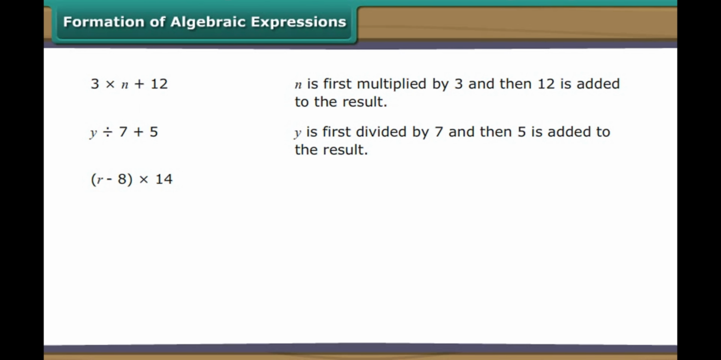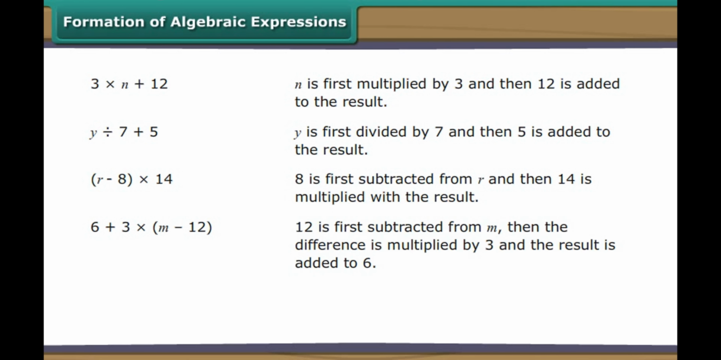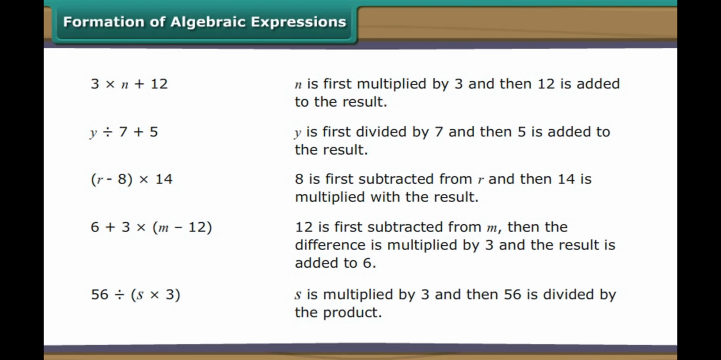(r minus 8) into 14: 8 is first subtracted from r and then 14 is multiplied with the result. 6 plus 3 into (m minus 12): 12 is first subtracted from m, then the difference is multiplied by 3 and the result is added to 6. 56 divided by (s into 3): s is multiplied by 3 and then 56 is divided by the product.